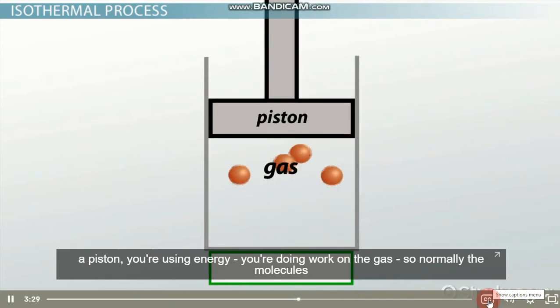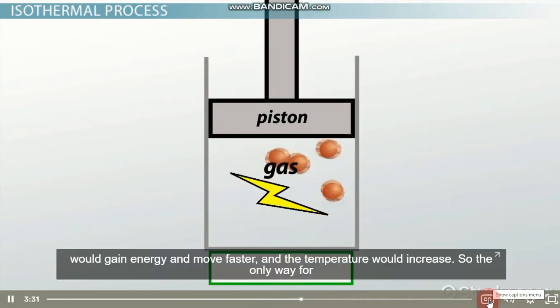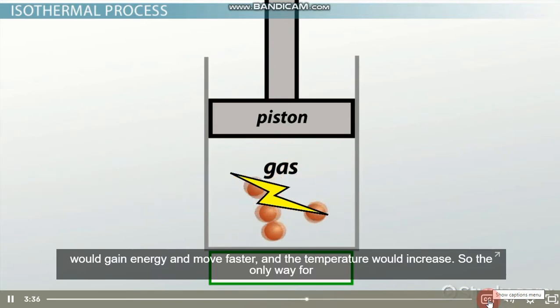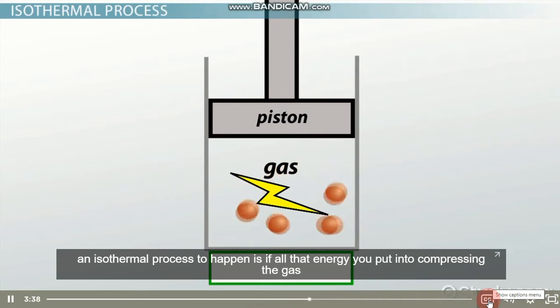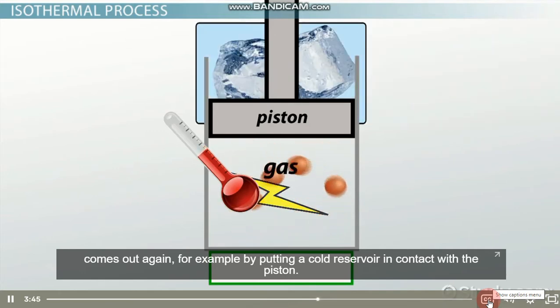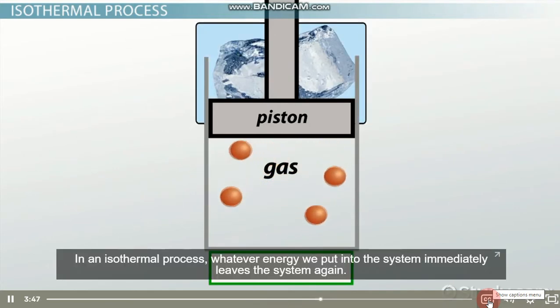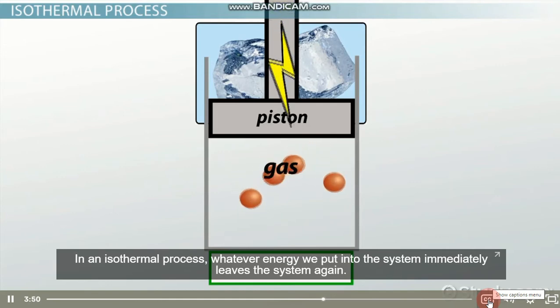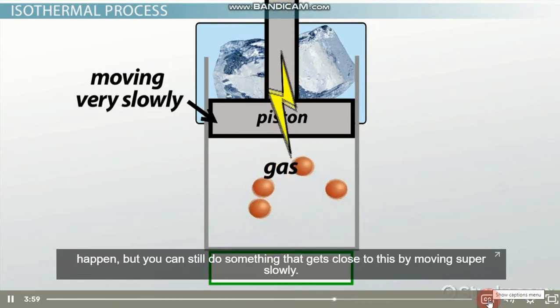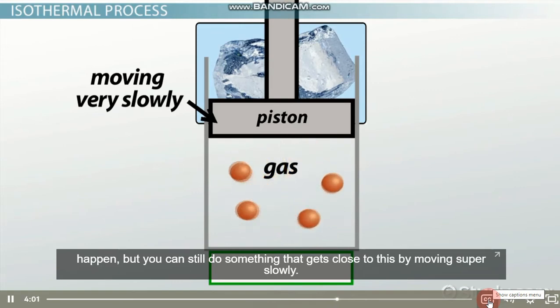You're doing work on the gas, so normally the molecules would gain energy and move faster, and the temperature would increase. So the only way for an isothermal process to happen is if all that energy you put into compressing the gas comes out again. For example, by putting a cold reservoir in contact with the piston. In an isothermal process, whatever energy we put into the system immediately leaves the system again. In the real world, you would have to move the piston infinitely slowly to make this happen, but you can still do something that gets close to this by moving super slowly.